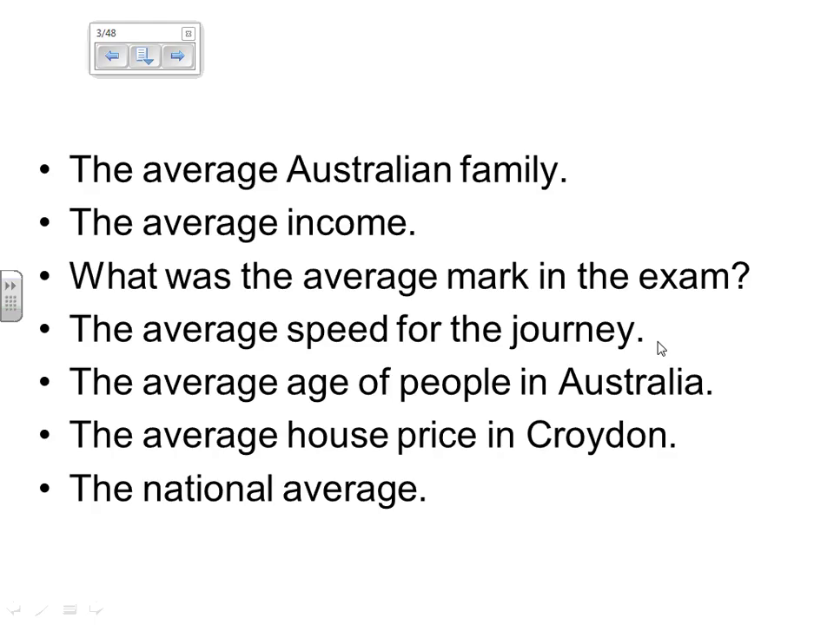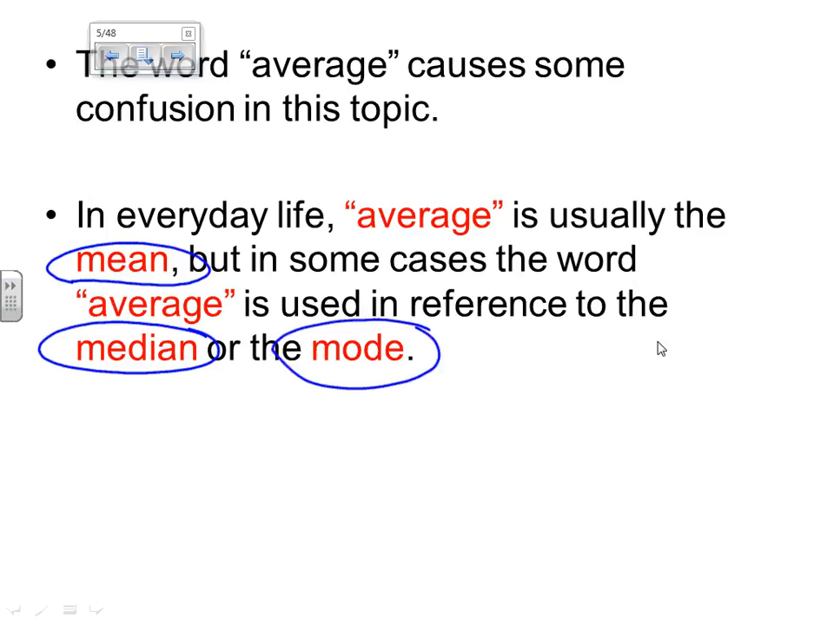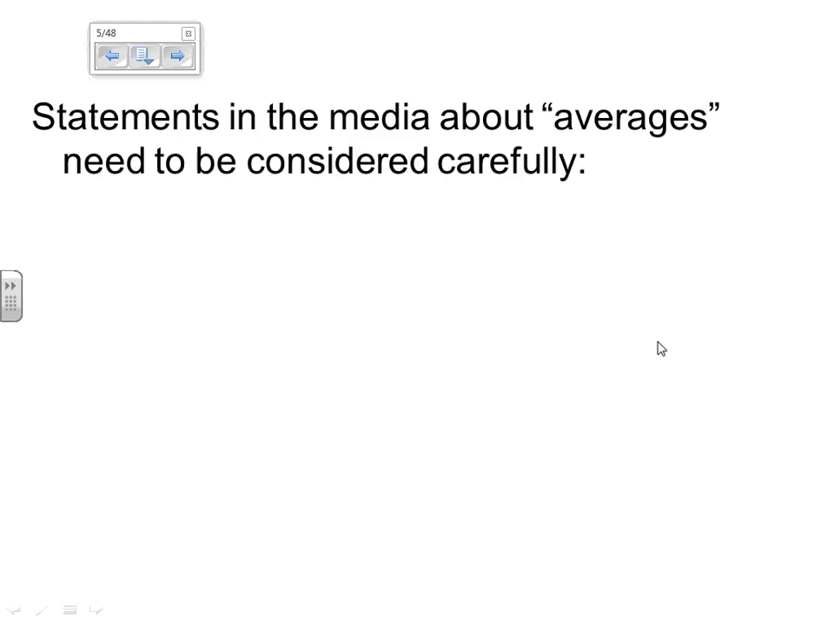Average, average, average. But what does it actually mean? Well, average is what we call in maths the mean, usually. But sometimes it's used to call it the median or the mode. As you can see, this causes a bit of confusion, so we're going to steer right clear of average because average gets in the way.